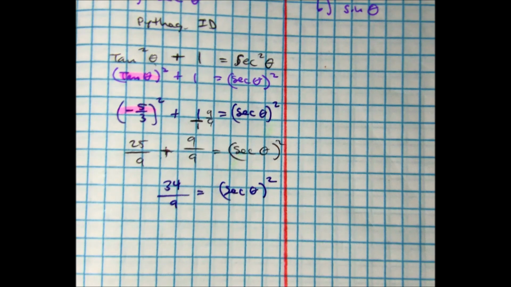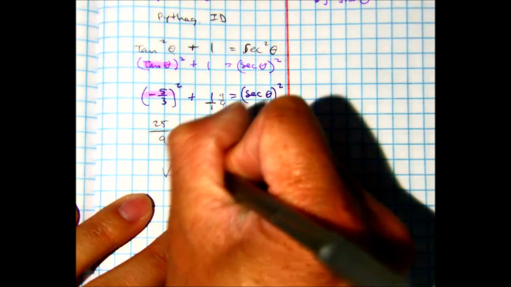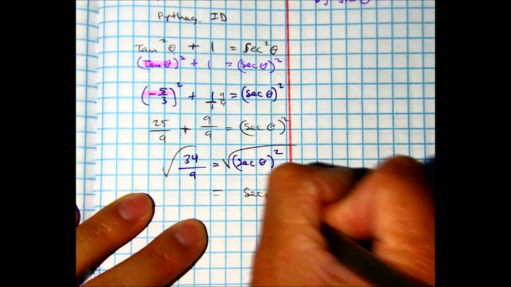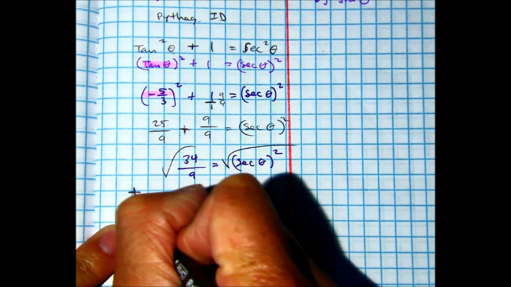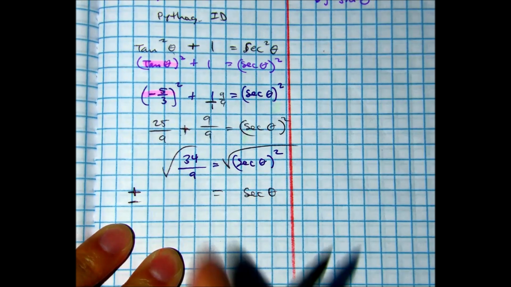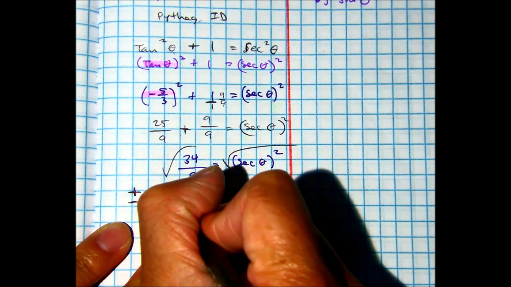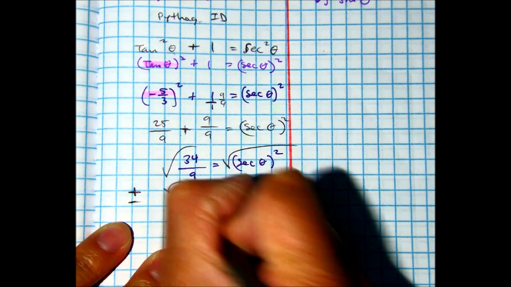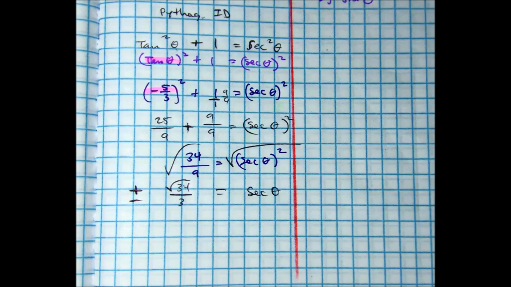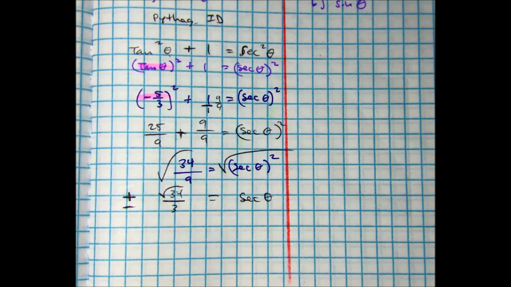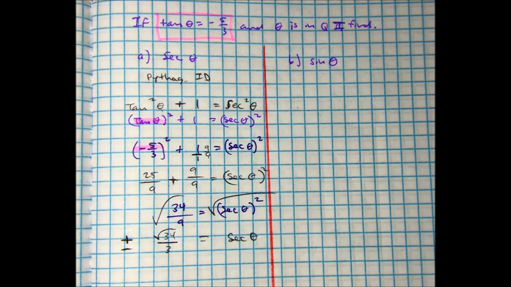Class, how do I get rid of the power of 2? So the square root: secant of theta, pay attention, plus or minus. Class, what's the square root of 34? Square root of 34 and the square root of 9? 3. Now we're stuck. Is it plus or minus?